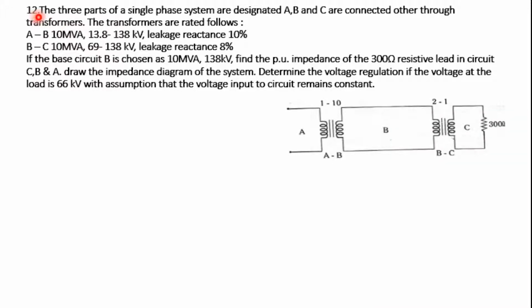Okay, this is something different compared to the previous one. The three parts of a single phase system, designated A, B, and C, are connected through the transformer. The ratings of the transformer are as follows. A to B is 10 MVA, 13.8 kV to 138 kV, with a leakage reactance of 10%. B to C is 10 MVA, 69 kV to 138 kV, with a leakage reactance of 8%.